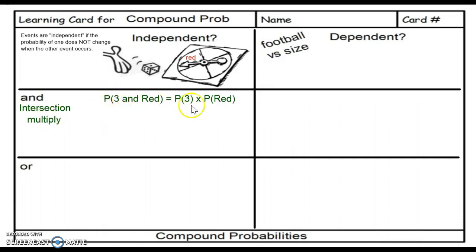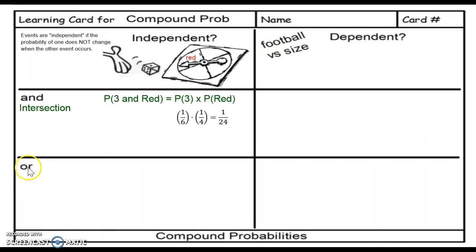So if we continue this out and go ahead and find the probabilities, the probability of rolling a 3 and spinning a red is equal to the probability of rolling a 3 times the probability of spinning red. And in this case, it would be 1 out of 6 for the probability of rolling a 3 and 1 out of 4 for the probability of spinning red. So 1 out of 6 times 1/4 is 1 out of 24. So there's an example of an intersection problem, a multiplication rule problem with the word and when we have independent events. Well, what if we had an or problem?